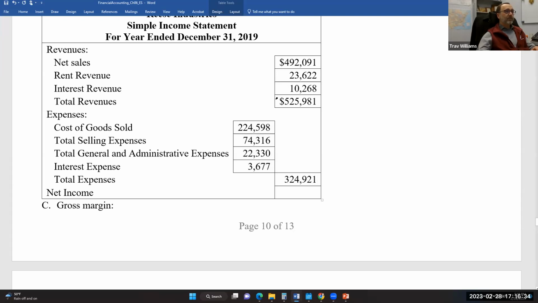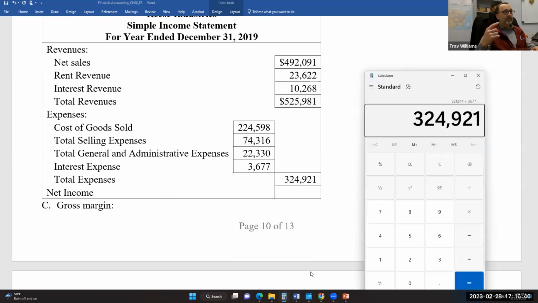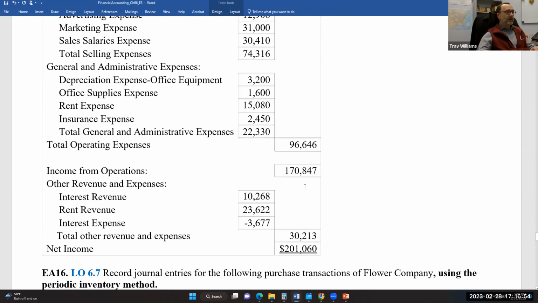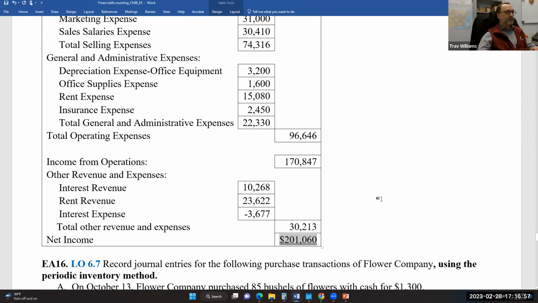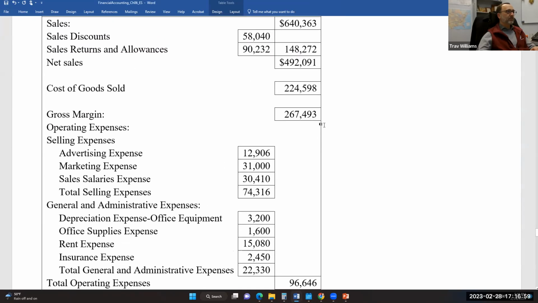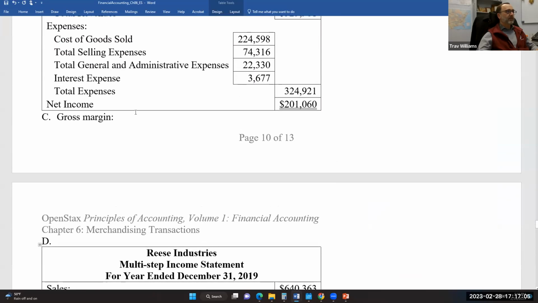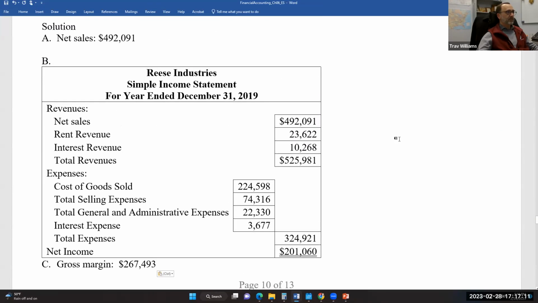If we subtract that from our revenues, we should get the same net income we got on the multi-step income statement. So let's see. Yay, it worked, $201,060. Okay, exactly the same thing we saw down here. And then for part C, we just need to put the gross margin, which we already calculated here in part D. So I'll just go ahead and put that in, and we are done with this exercise, okay? So that's what A, B, and C look like.